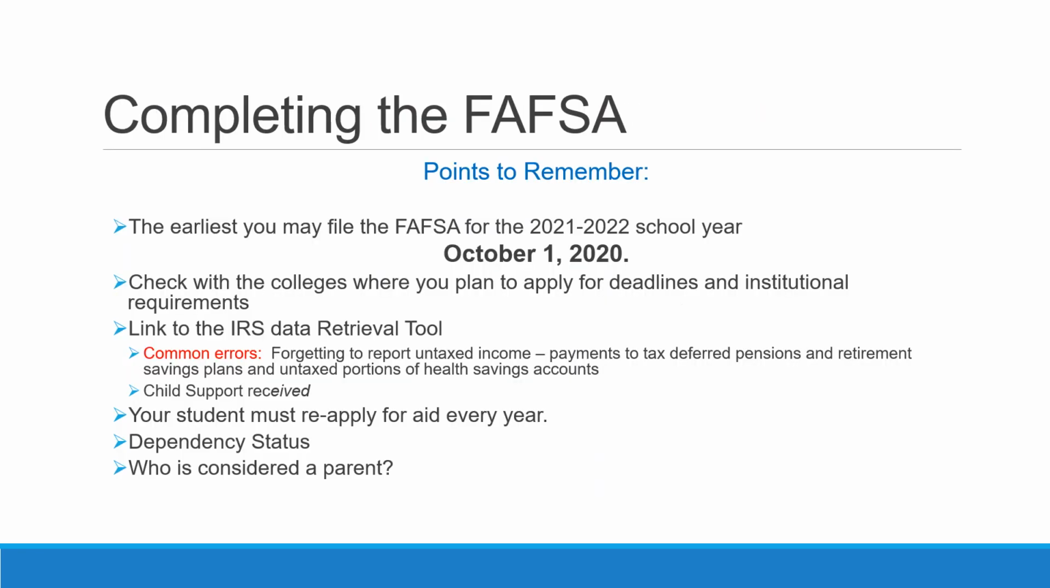Here are some important reminders when completing the FAFSA. The application for the 21-22 academic year will be available as of October 1st, 2020. Please check with the college or university where your student plans to apply for any deadlines and institutional requirements. And use the IRS data retrieval tool, and don't forget to report your untaxed income. And it's important to note that a student must complete the FAFSA every year that they wish to receive financial aid.